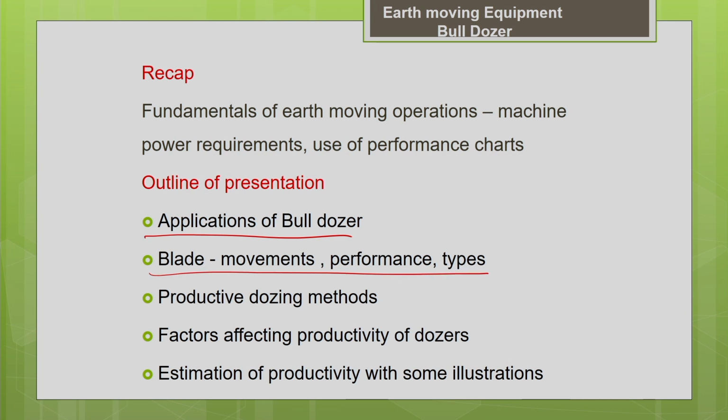We will also cover the possible blade adjustments or blade movements with the bulldozer, and how to assess the blade performance. We will look at the different productive dozing methods which can be adopted to enhance the productivity of the bulldozer, the factors which affect the productivity of the bulldozer, and how to estimate the productivity of the bulldozer with some illustrations. These are the things which we are going to discuss in the upcoming slides.